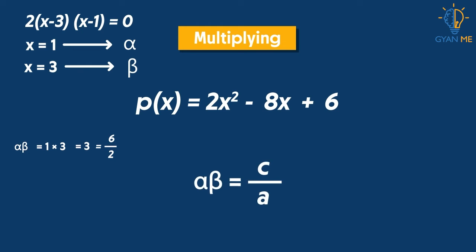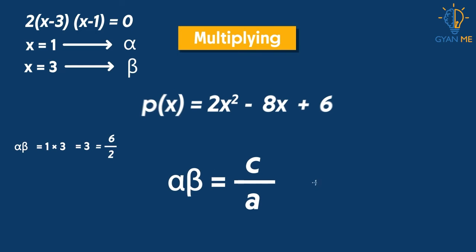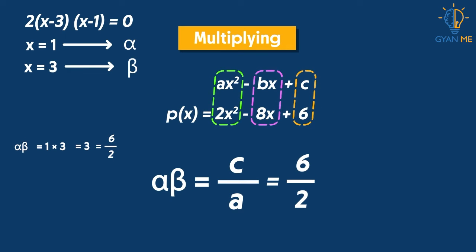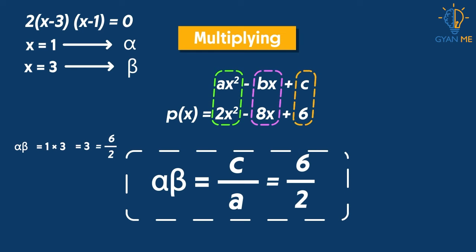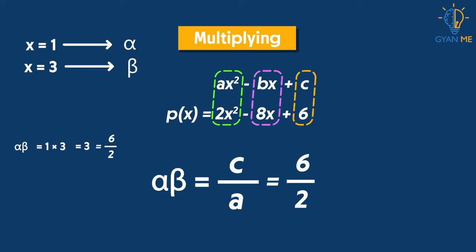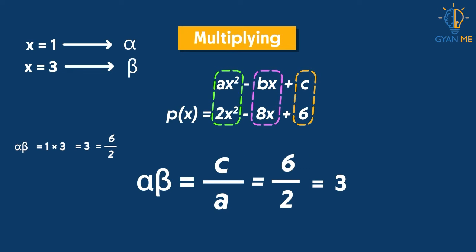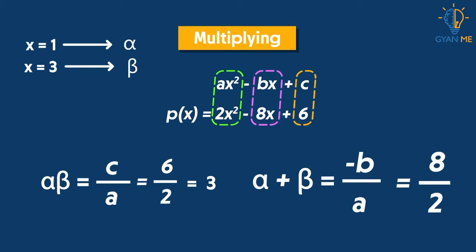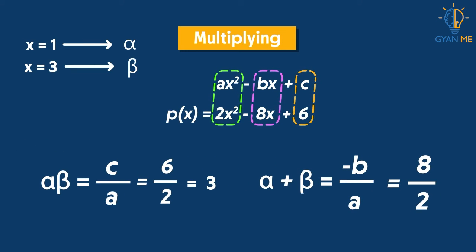Now alpha into beta is equal to c upon a. Here in this polynomial, c is equal to 6 and a is equal to 2. Now substituting these values in the formula, we get c upon a is equal to 6 upon 2, which on solving gives us the value 3. Thus, we have established and verified that this relationship between coefficients and zeros is true.